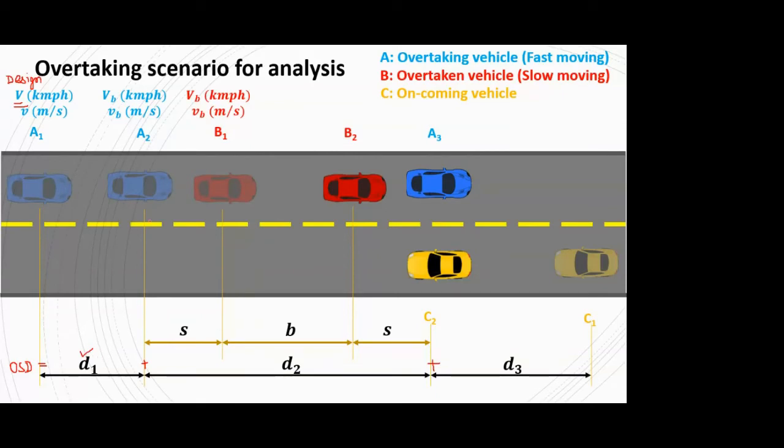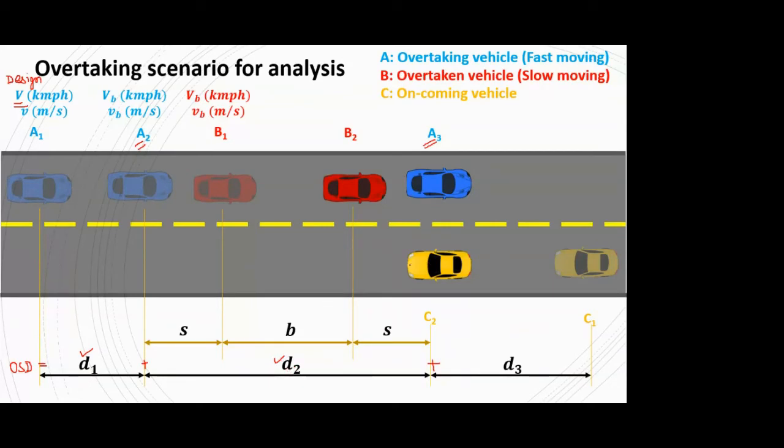Now once the driver of vehicle A has taken the decision that it will overtake vehicle B, the overtaking operation starts, and then it travels a distance of d2 and completes its overtaking operation. So starting from point A2 to A3, whatever was the distance covered by vehicle A, that is nothing but the distance d2.